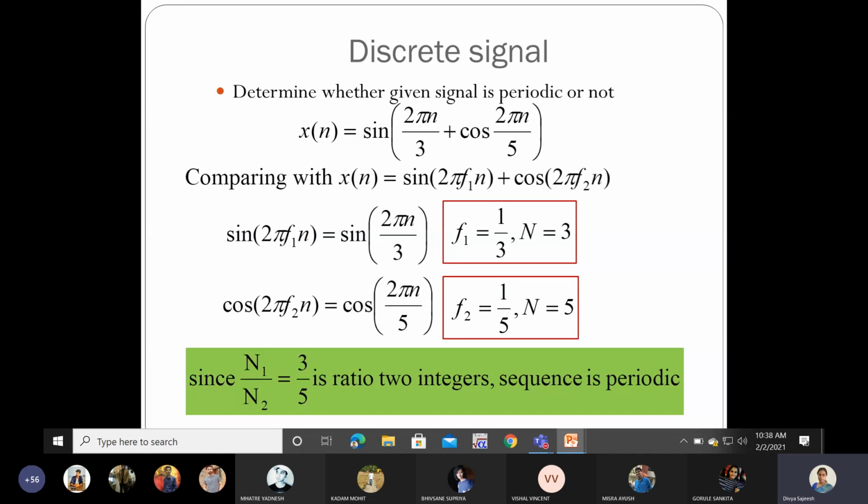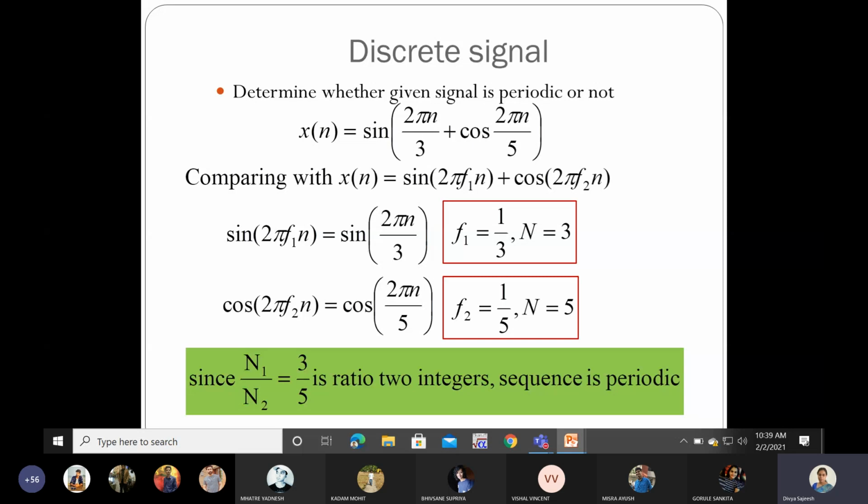The same procedure here also. If the signal contains a mixture of 2 signals, you have to check the periodicity individually. You have to individually find the fundamental period, then take the ratio of the fundamental periods of those 2 signals. So here N1 is 3, here N2 is 5. The ratio, that is 3 by 5, is a ratio of integers. So I can tell your signal x of n is periodic in nature.